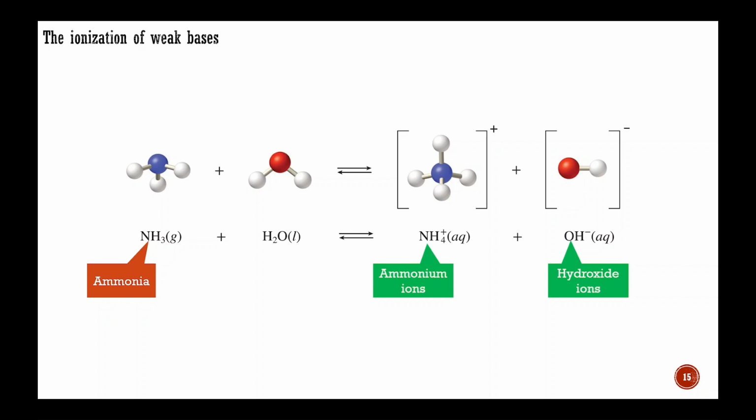A hydrogen ion from a water molecule attaches to an ammonia molecule, forming an ammonium ion and leaving a hydroxide ion in solution. As with weak acids, the reverse process predominates. So, at any given time, far more ammonia molecules are present than ammonium and hydroxide ions.